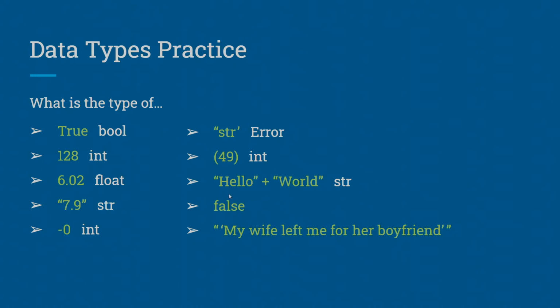Next, we have false. Now I got a question for you. Is this a boolean? Now the answer is false. Trick question. This is not a boolean because booleans in Python are capitalized. And if I were to pass this into the type function, Python wouldn't be able to recognize this as a boolean because the f is lowercase.